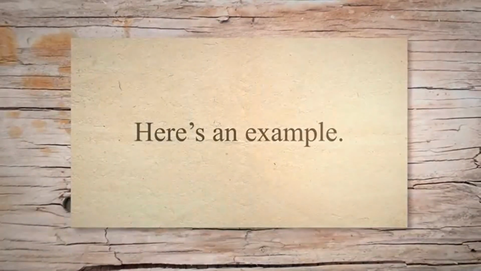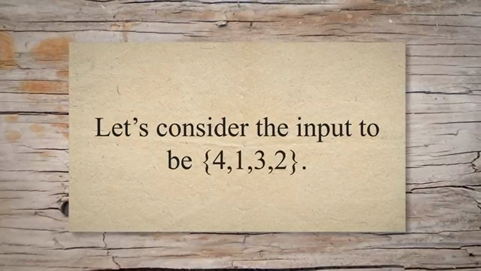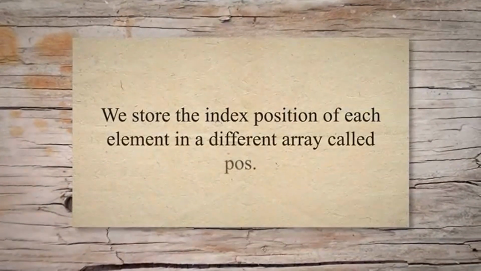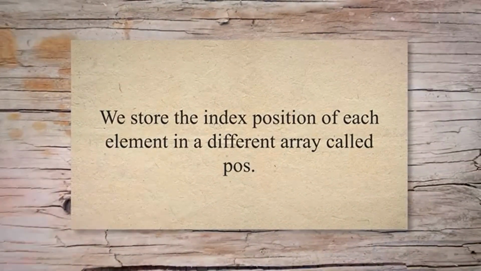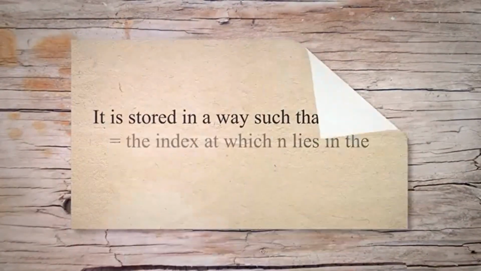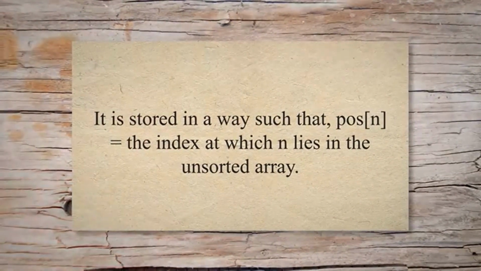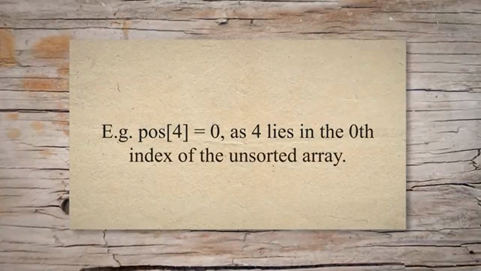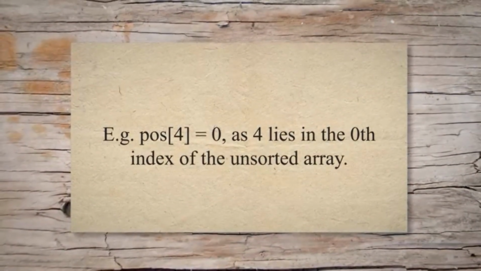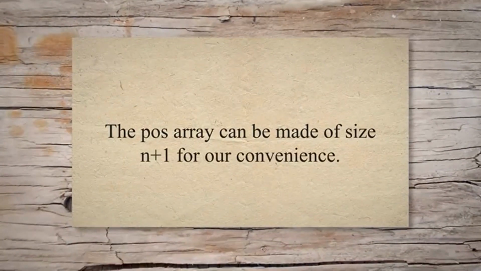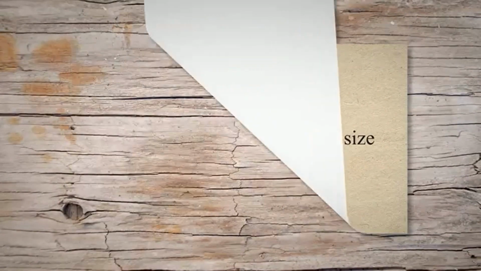Here's an example. Let's consider the input to be 4, 1, 3, 2. We store the index position of each element in a different array called pos. It is stored in a way such that pos[n] equals the index at which n lies in the unsorted array. For example, pos[4] equals 0, as 4 lies in the 0th index of the unsorted array. The pos array can be made of size n plus 1 for our convenience.